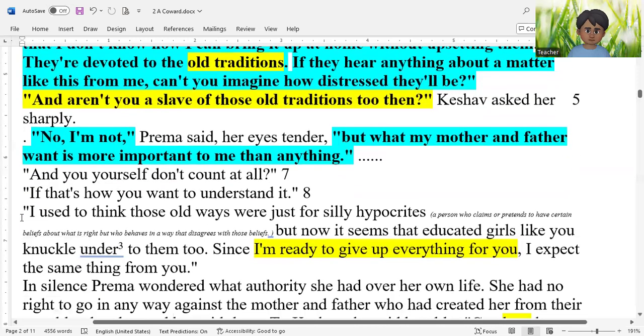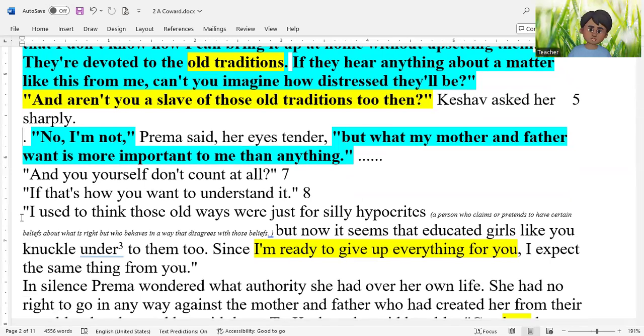Now move ahead. "No, I am not," Prema said, her eyes tender. It's very important here because this allows you to understand Prema's character. Prema is a very brave girl. Prema is a very courageous girl, and Prema cannot tolerate false accusations. Do you see when Keshav says to Prema that she is a slave to old traditions? Instantly, Prema opposes, saying, "No, I am not a slave to old traditions, but what my mother and father want is more important to me than anything."